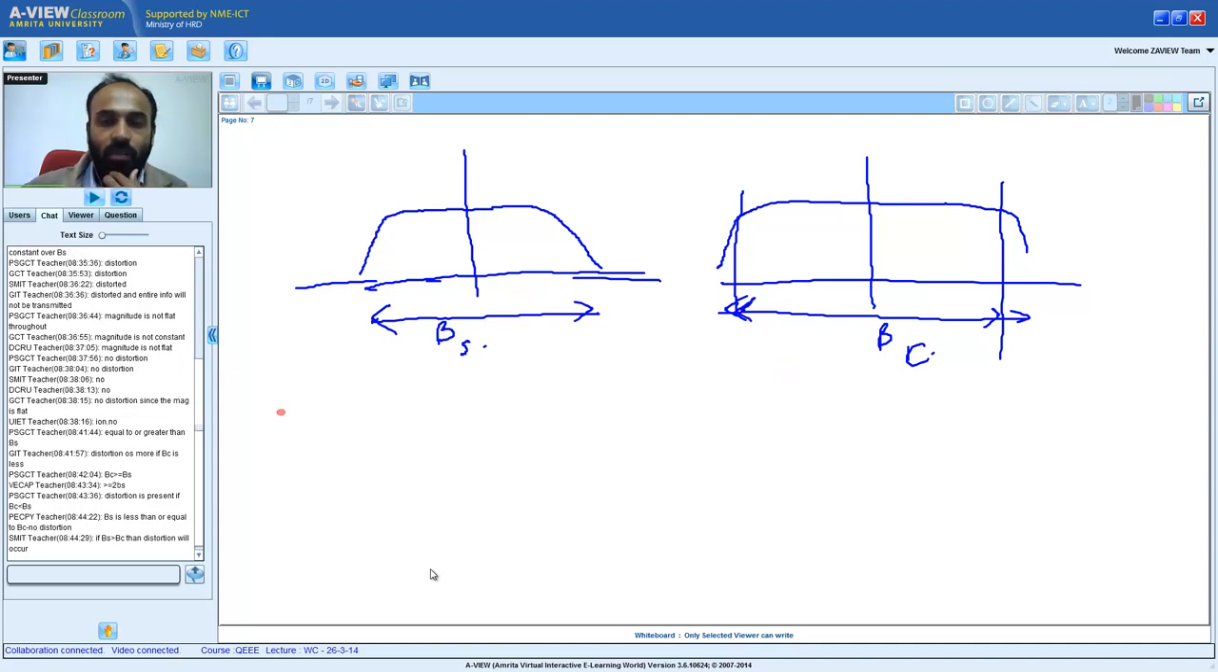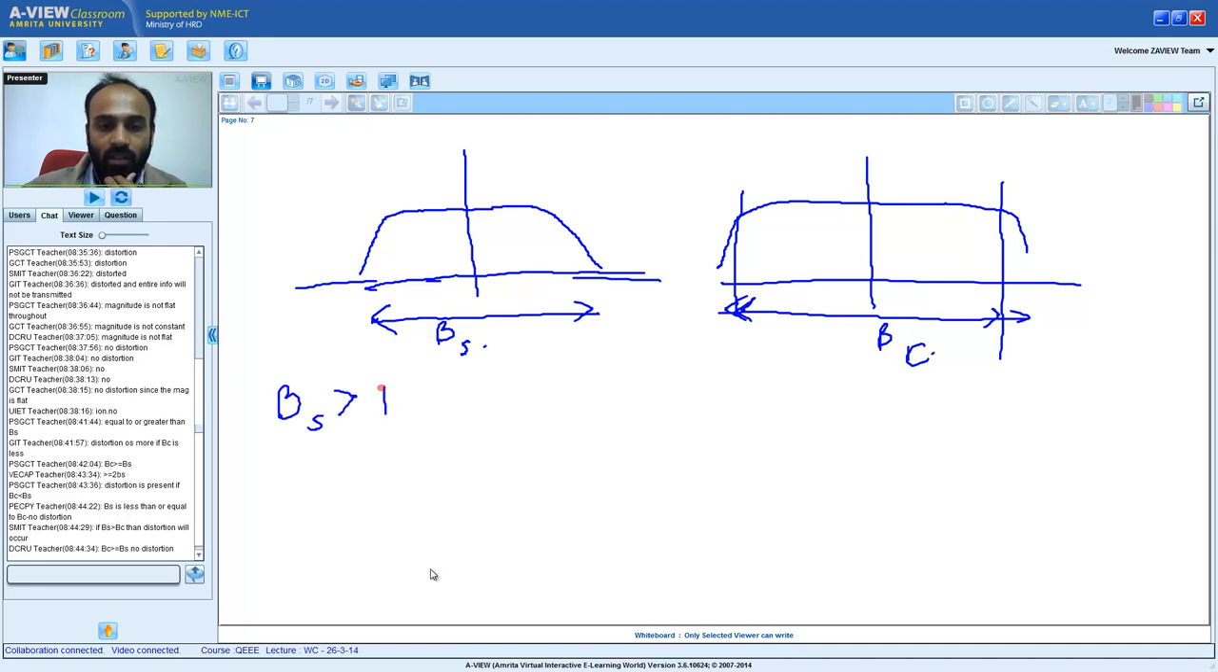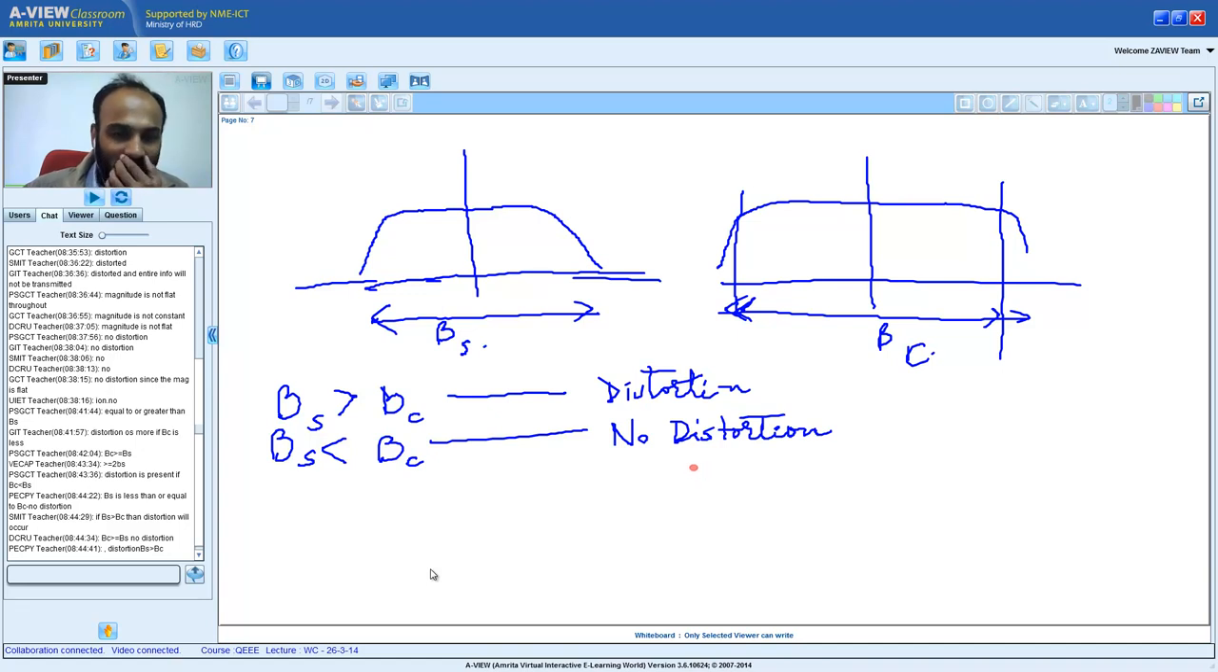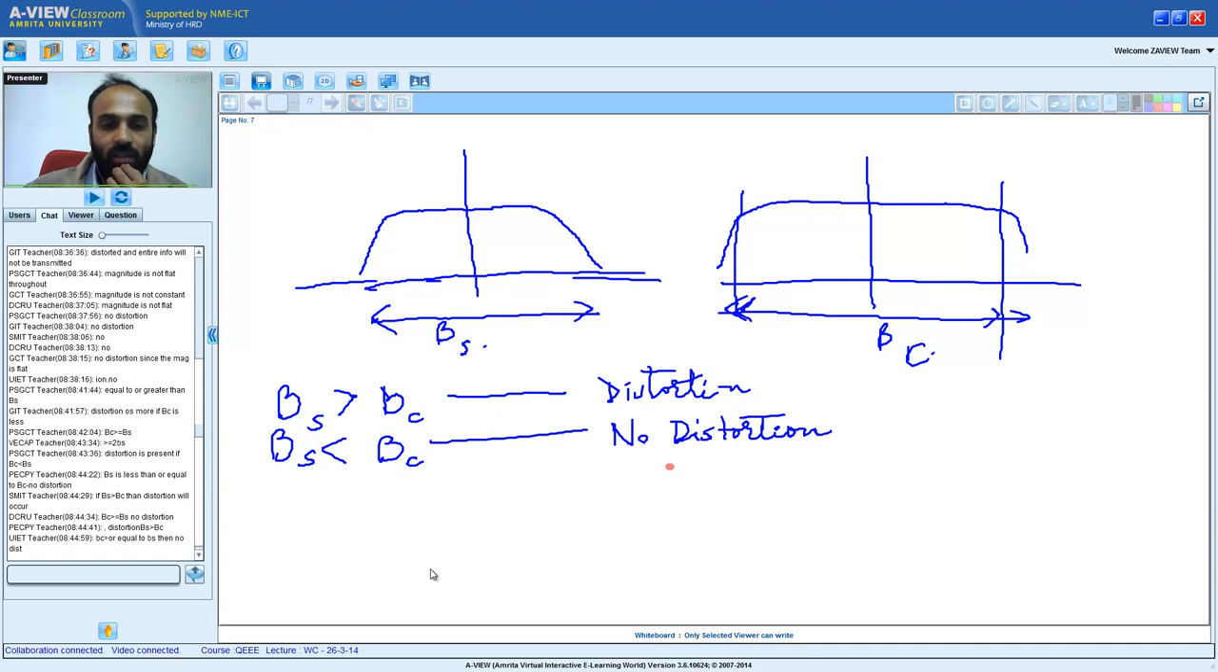If BS is greater than BC, then there is distortion. If BS, on the other hand, is less than or equal to BC, then there is no distortion. Everyone can see that if BS is greater than BC, then there is distortion. So that is a fundamental relationship between the signal bandwidth and the coherence bandwidth.